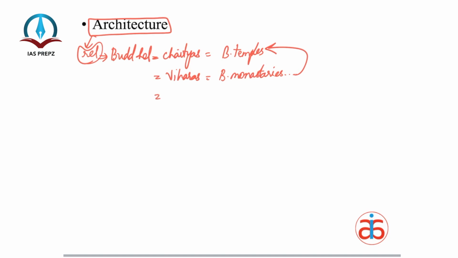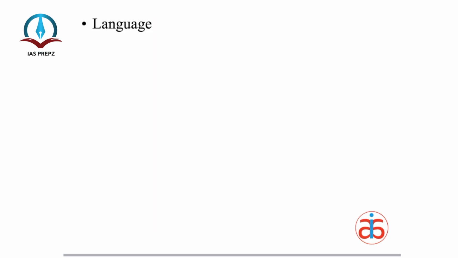Moreover, we also find another type of Buddhist architecture, the stupas, which contain the relics or remains of Buddha's bones and ashes. So these were the dominant types of architecture that developed during the Satavahana period. And lastly, we need to look at the language aspect.